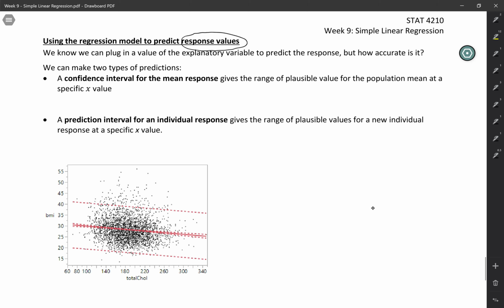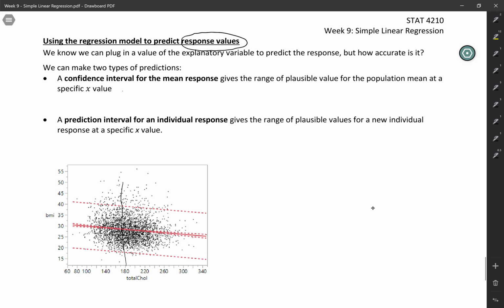One of them is using a confidence interval for the mean response to give a range of plausible values for the population mean at each specific value of x. So let's just pick a point on the x-axis, maybe total cholesterol of 180. If we imagine just that one tiny sliver of the graph or of the population, what we would be estimating with a confidence interval is the mean of all those BMIs. So at a particular value of cholesterol, what's the mean BMI or the mean response?